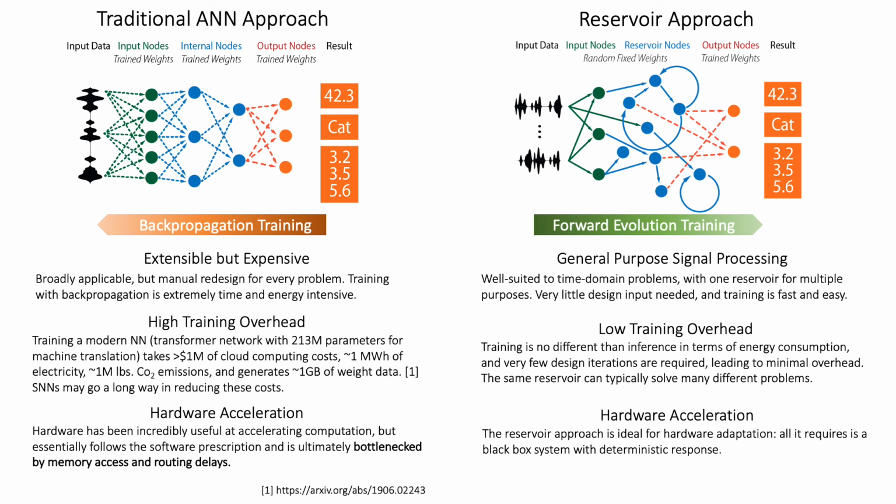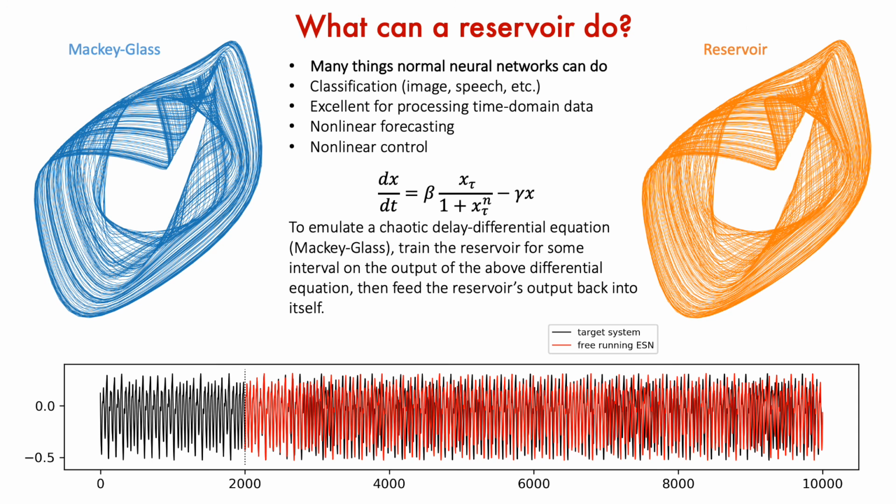Hardware acceleration is really where reservoirs excel. Since a reservoir is effectively a black box, really, any sort of system can be used to replace its functionality. Now, what can a reservoir actually do? Apart from a number of things that neural networks can do, they're much more useful at time domain tasks, solving time domain problems. They also have very interesting applications to nonlinear forecasting, analog simulation, nonlinear control, and these sorts of things.